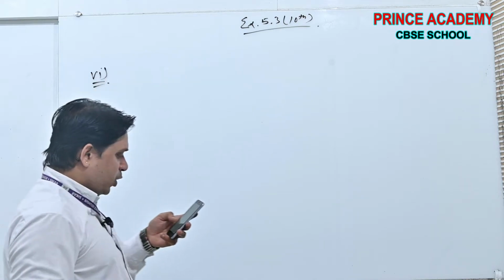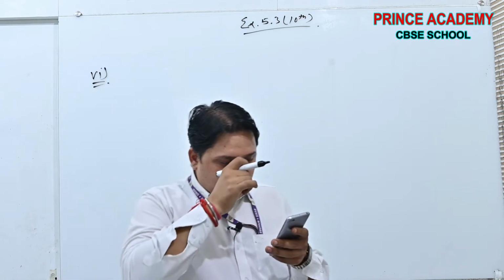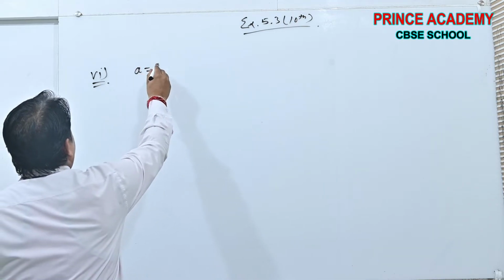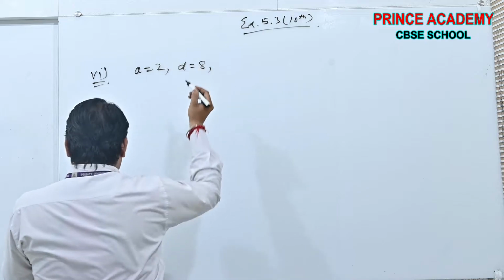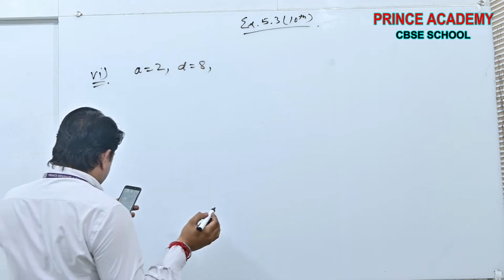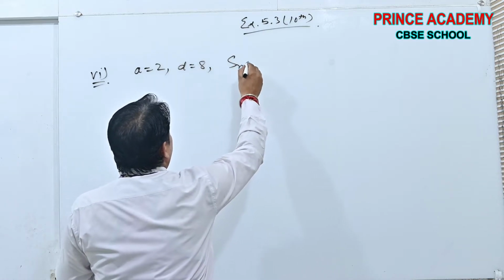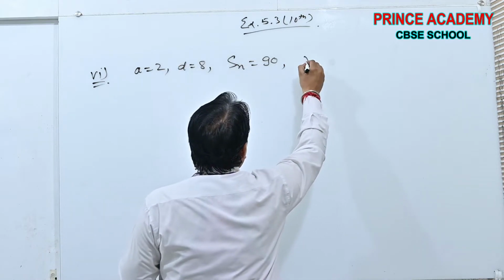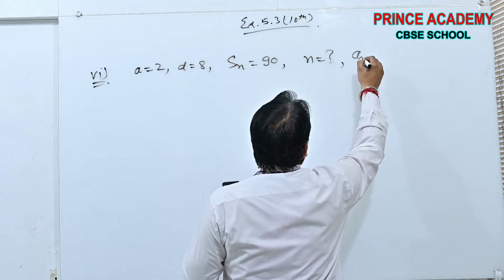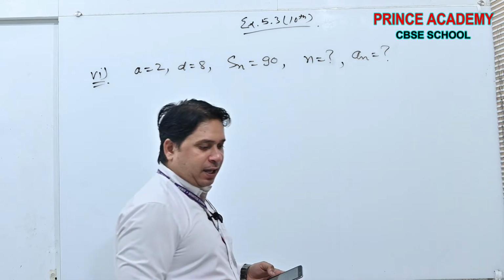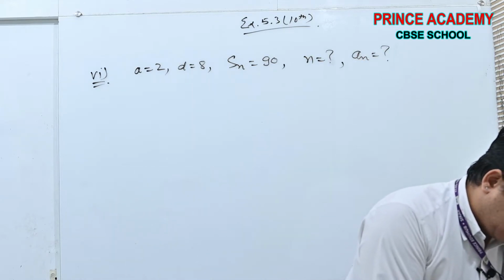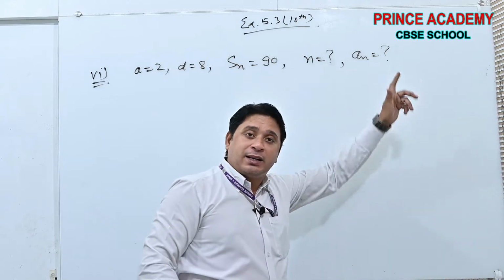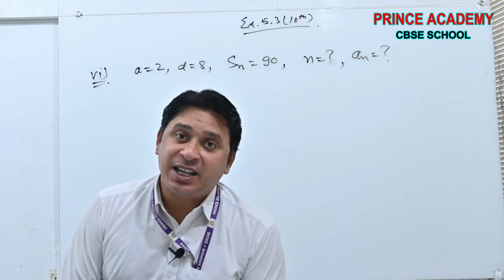Sixth part. Don't worry, I am going to solve it. A is 2, D is 8, and Sn is 90. Find n and then an. Okay, it depends on n. If you are able to find n, then you can substitute the value of n here and you will get an.